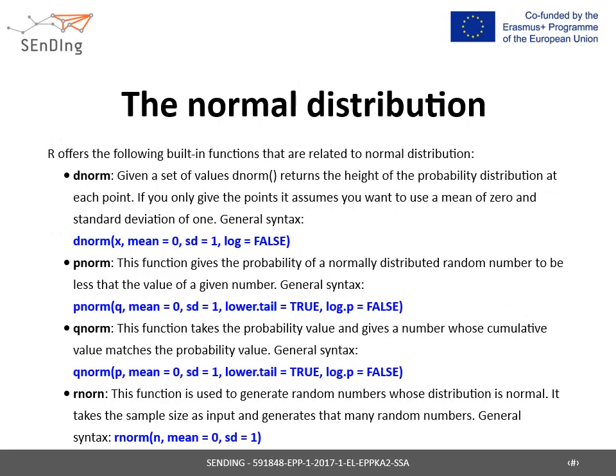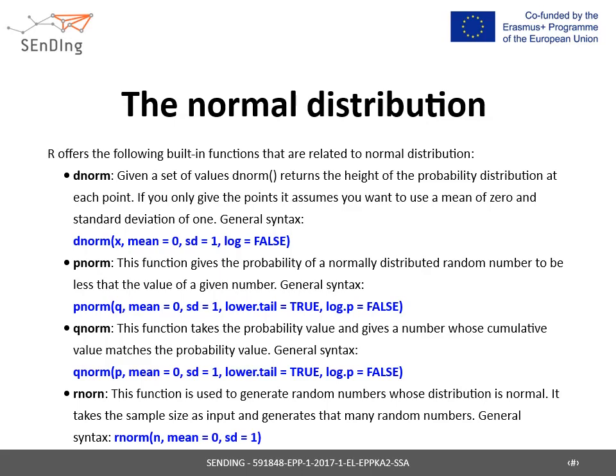R offers the following built-in functions that are related to normal distribution. dnorm function. Given a set of values, dnorm returns the height of the probability distribution at each point. If you only give the points, it assumes you want to use a mean of 0 and standard deviation of 1. The general syntax is dnorm(x, mean=0, sd=1, log=FALSE).